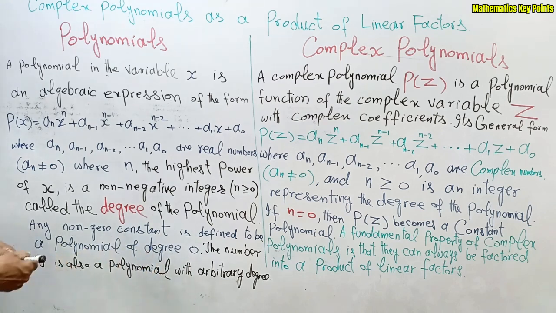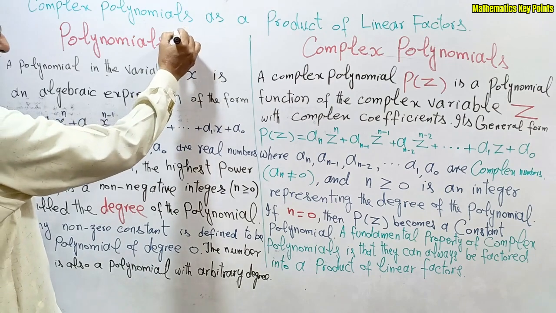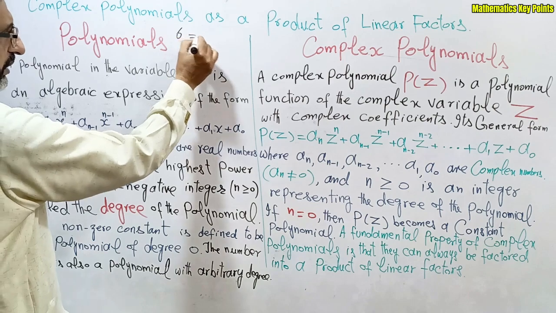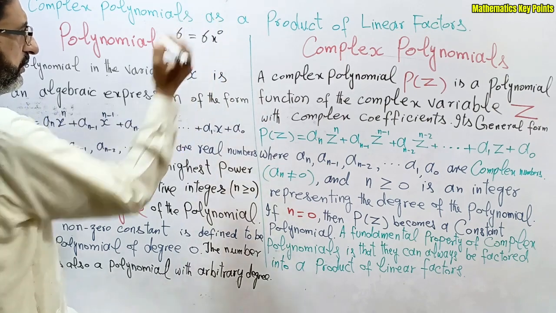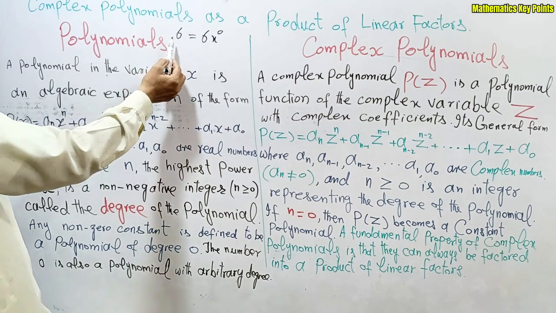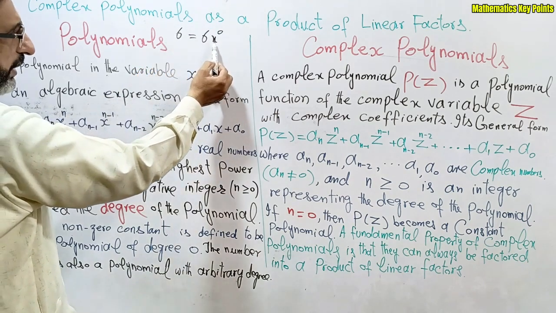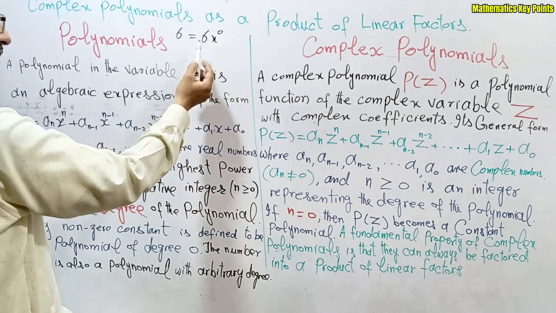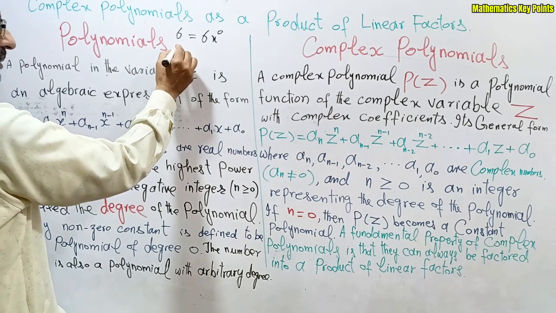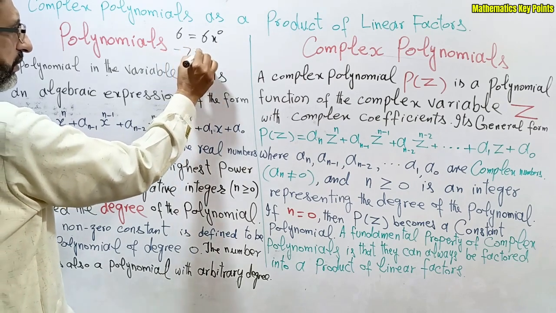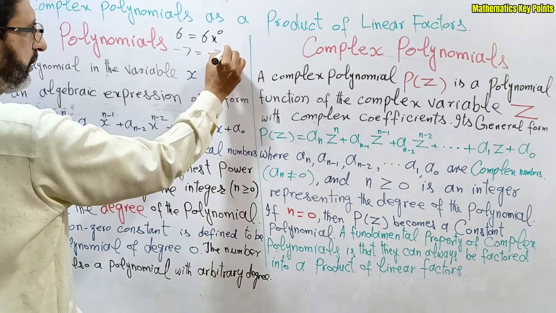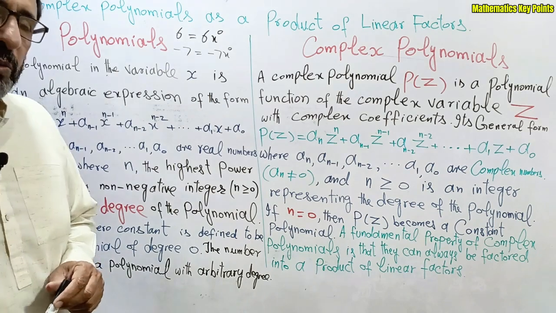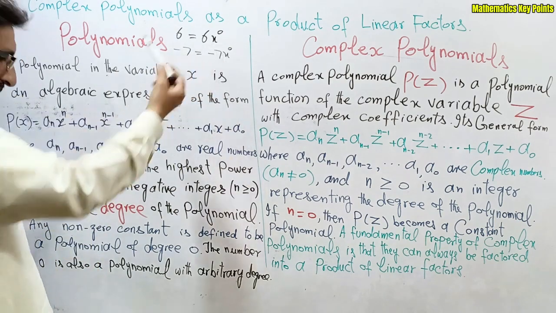What does it mean? Any non-zero constant, suppose 6 is a non-zero constant, we can say it is a polynomial with degree 0. It is a constant polynomial of degree 0, as x power 0 is 1, so 6 is equal to 6 into x power 0. Similarly, we can write minus 7 as minus 7 x power 0. So such constants are called constant polynomials having degree 0.